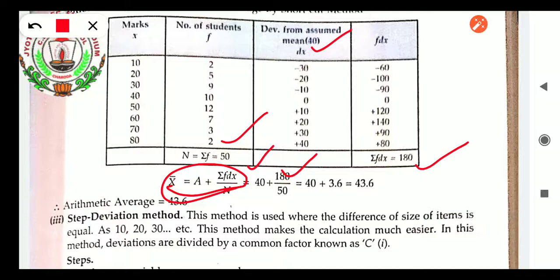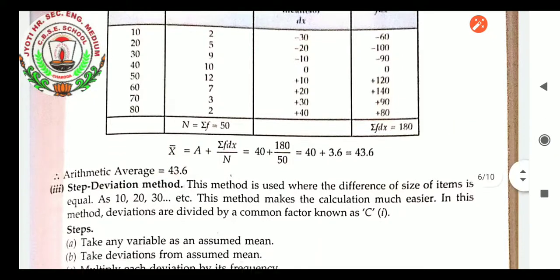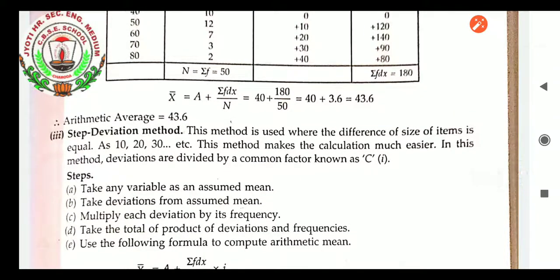So here when we add this up, we get one thing more in the calculation: 180 divided by 50. The 0 and 0 will cancel. 18 divided by 5, 5 3s are 15. 18 minus 15 is 3, 3 30, 6 is 3.6. 40 plus 3.6, when you do that, what do you get? You will get 43.6. This is the arithmetic mean by the shortcut method in a discrete series.